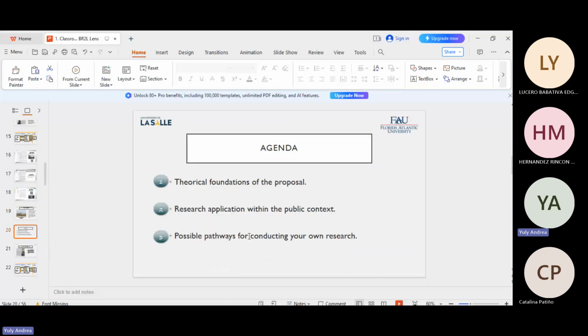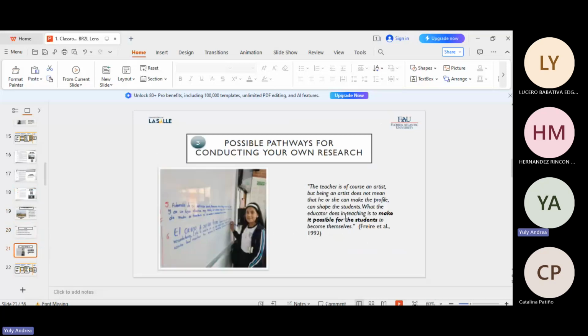So, the last point is that I want to present some possible pathways for conducting your own research. And I want to share with you the feeling that I had when I started my doctorate program, and that was the feeling of providing my students with equitable access to knowledge, because you know that especially in public schools there are some barriers and some conditions that we need to fight and that we need to resist, and that is the main reason why I'm sharing this with you.